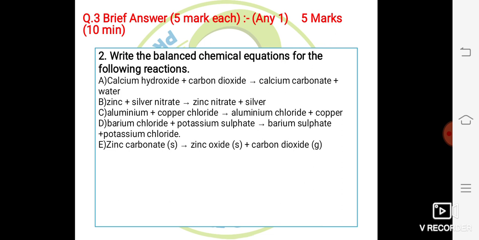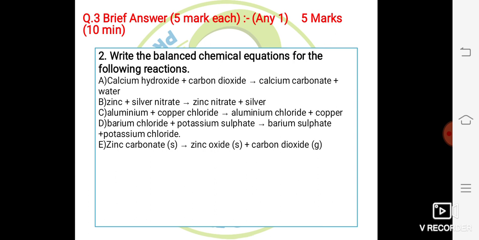The next question that you all had is about balancing the equation, wherein you had to balance the equation of the given reaction. So calcium oxide plus carbon dioxide will give you calcium carbonate plus water. So this answer was CaOH2 plus CO2 will give you CaCO3 plus H2O. Similarly, zinc plus silver nitrate will give you zinc nitrate plus silver.